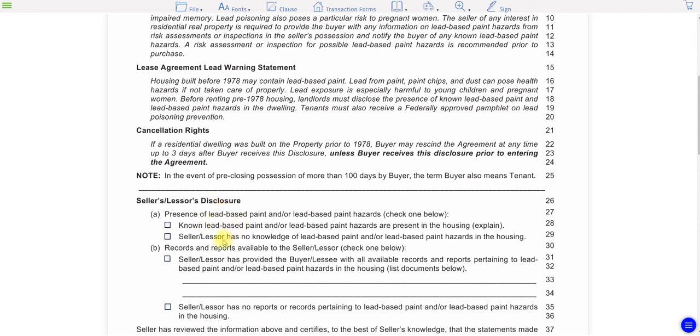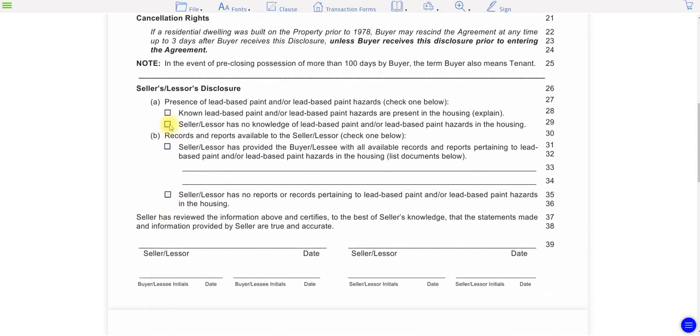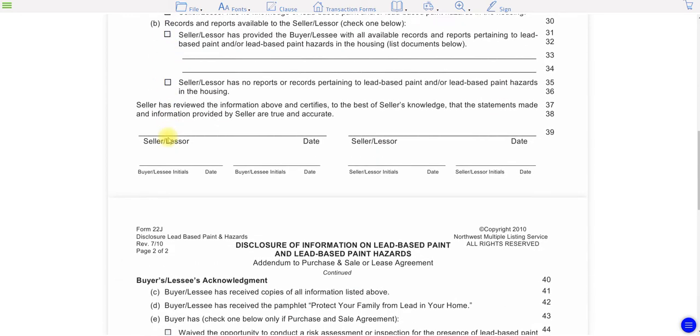Typically, most sellers don't have any knowledge of the presence of lead-based paint and also do not have any records or reports of lead-based paint. So the most common answers here would be seller has no knowledge, and then seller has no reports or records. So you would check those boxes unless you do happen to have knowledge of lead-based paint in the property and/or have any records or reports of lead-based paint in the property. So you will check the appropriate boxes here.